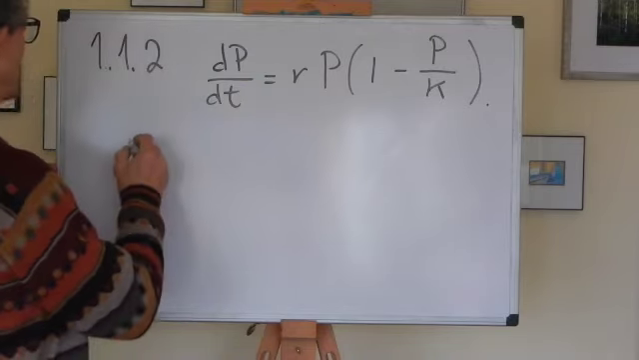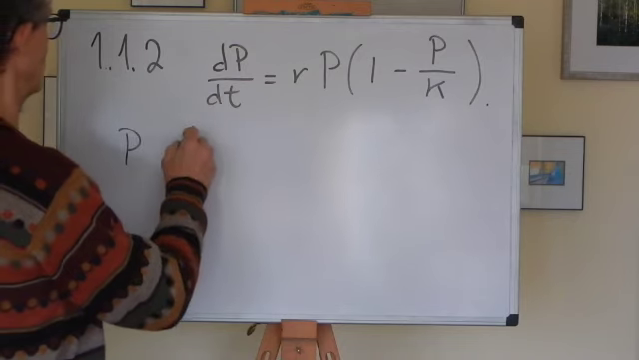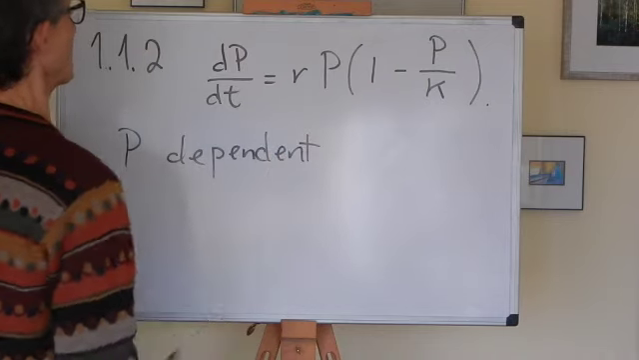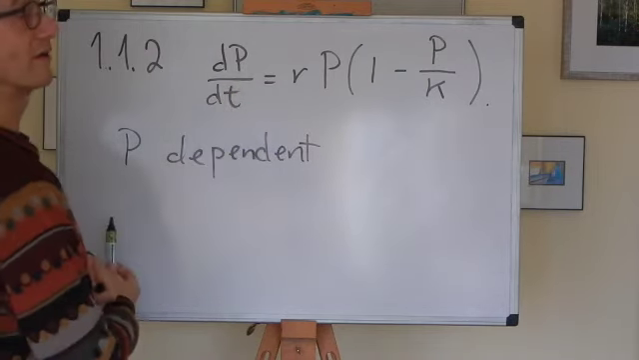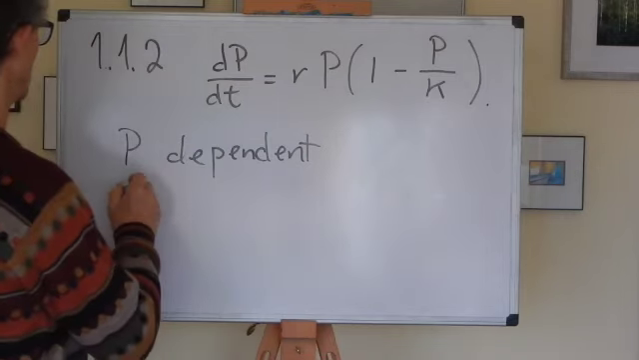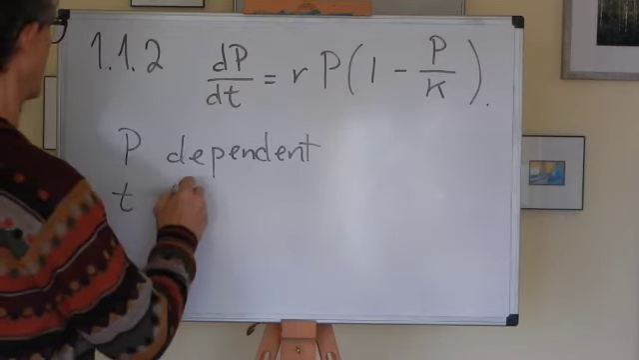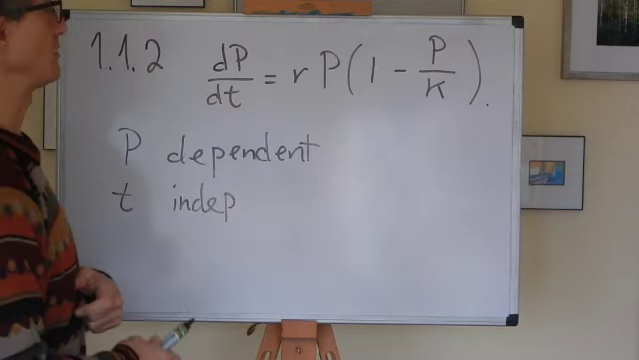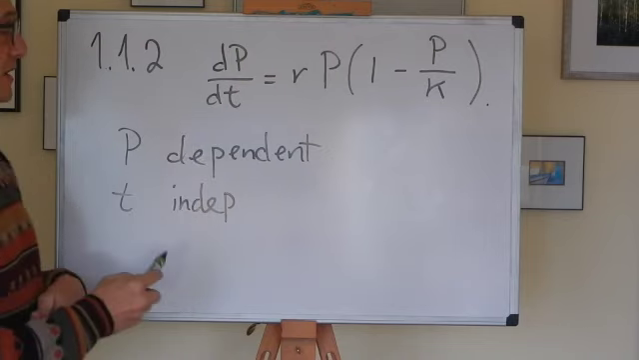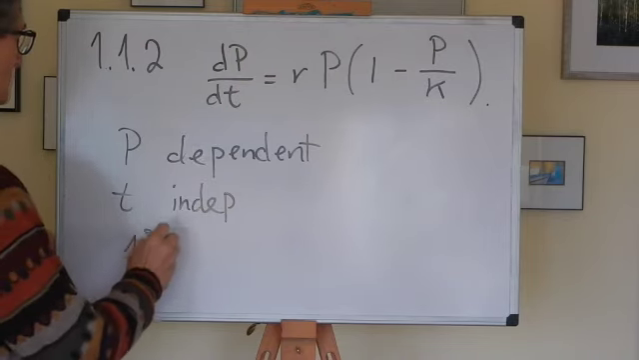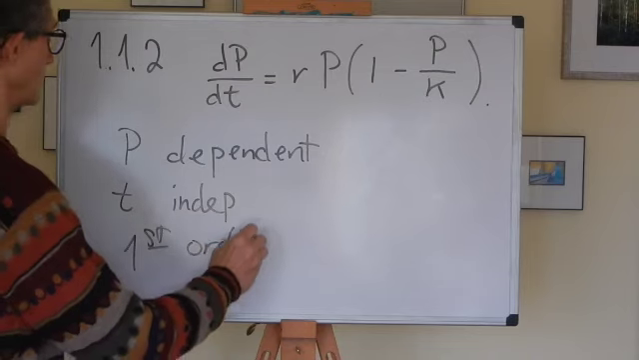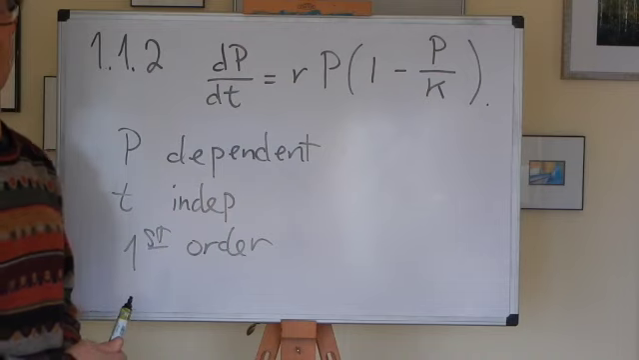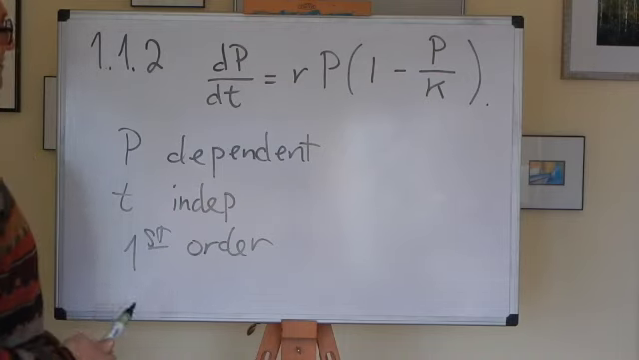So here the dependent variable is p, because that is the variable being differentiated. The independent variable is t. And you can tell that this is a first order equation because there's only one derivative that shows up here. And that answers the question.